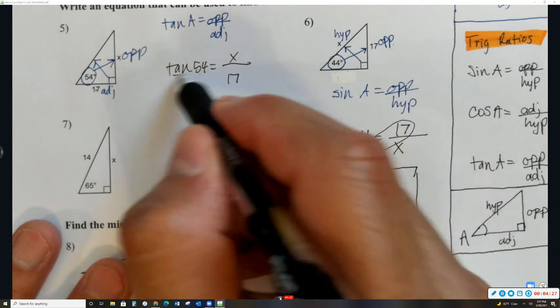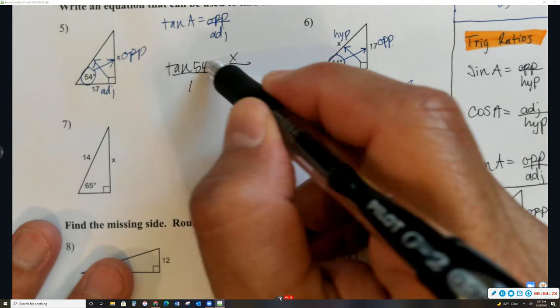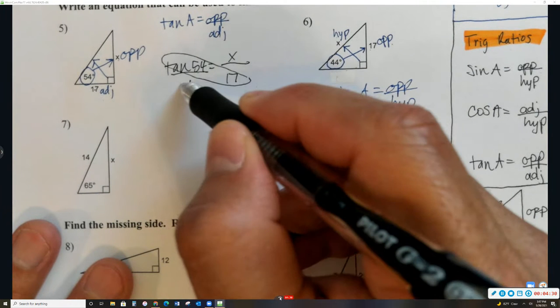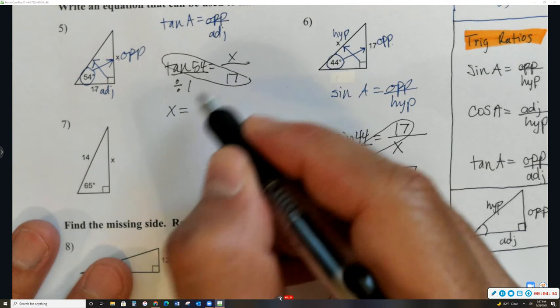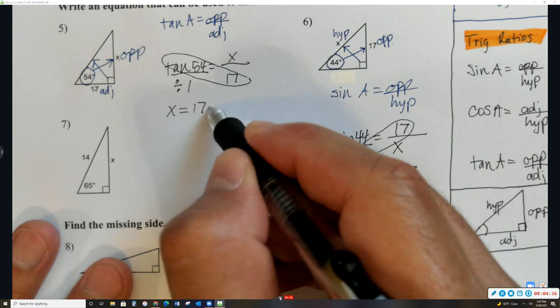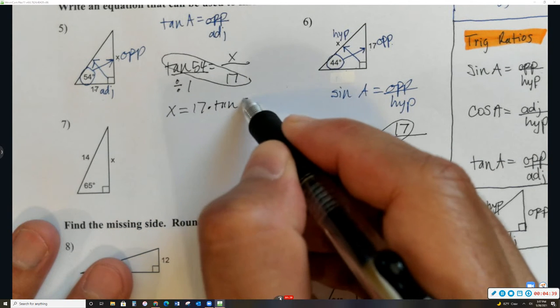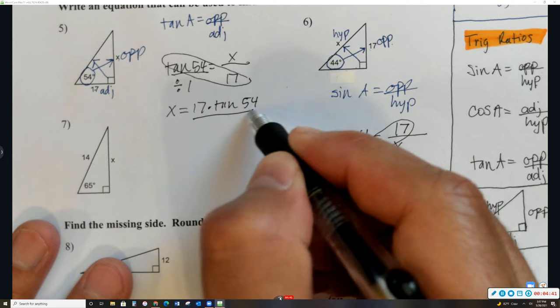Write this as a proportion. Cross multiply, so you don't grab the letter, and divide by what's left over. So the equation is 17 times tangent of 54 divided by 1.